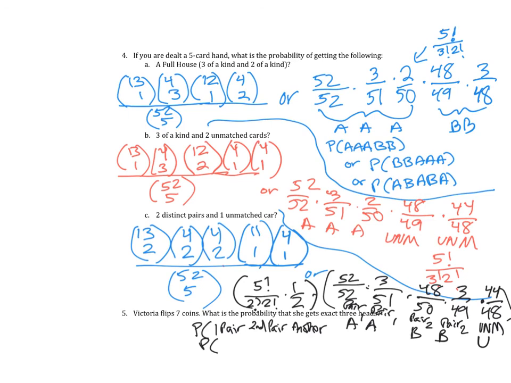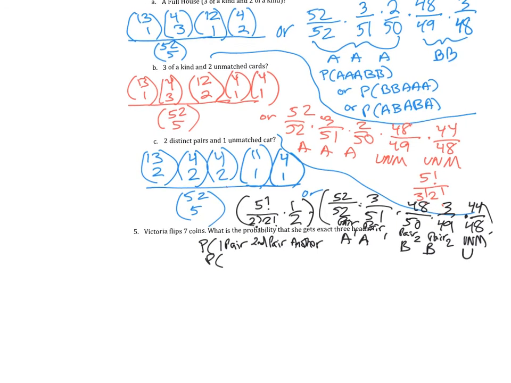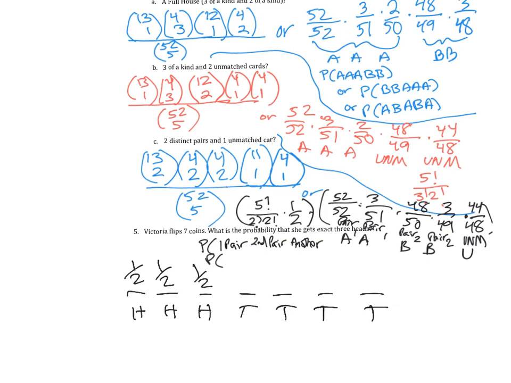All right, last problem here is flipping a coin. So I've got 7 coins. What is the probability that you get exactly 3 heads? So say heads, heads, heads, tails, tails, tails, tails. That's the probability of getting the 3 heads, and then the 4 tails, well, a half, a half, a half, a half.